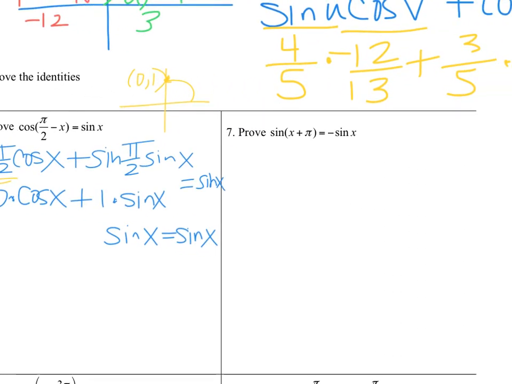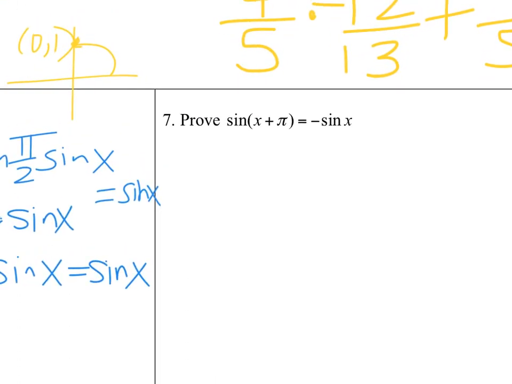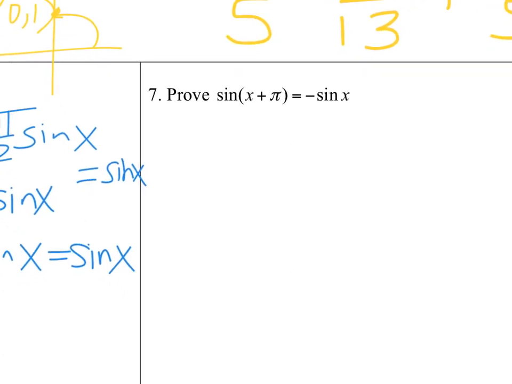All right, let's go to number 7. We're going to prove that the sine of x plus pi is equal to negative sine of x. If you think about the graph, sine of x plus pi is going to be a shift of pi to the left. It's going to equal just the negative sine x. That's cool. We're going to prove it. You're like, can I just graph them both and show they're equal? No, that would be pretty nice, though.